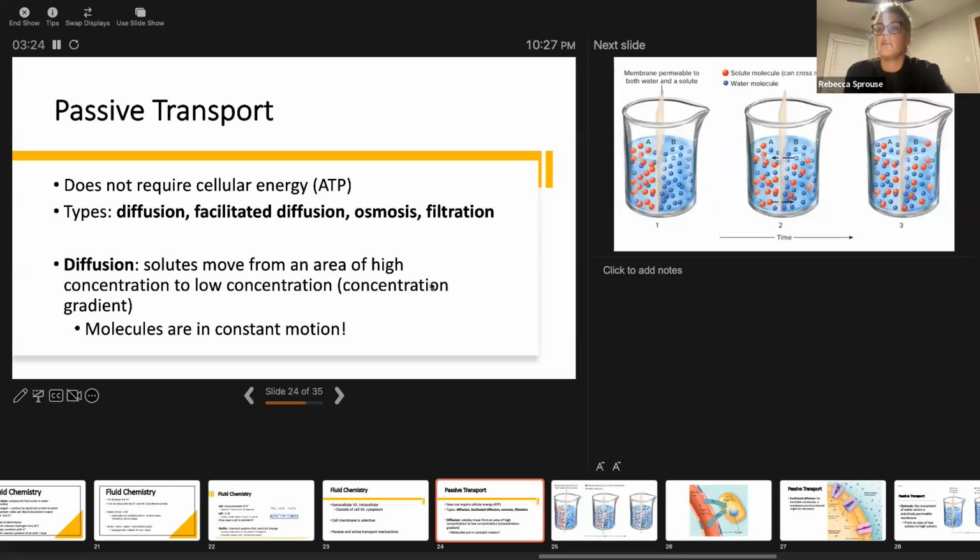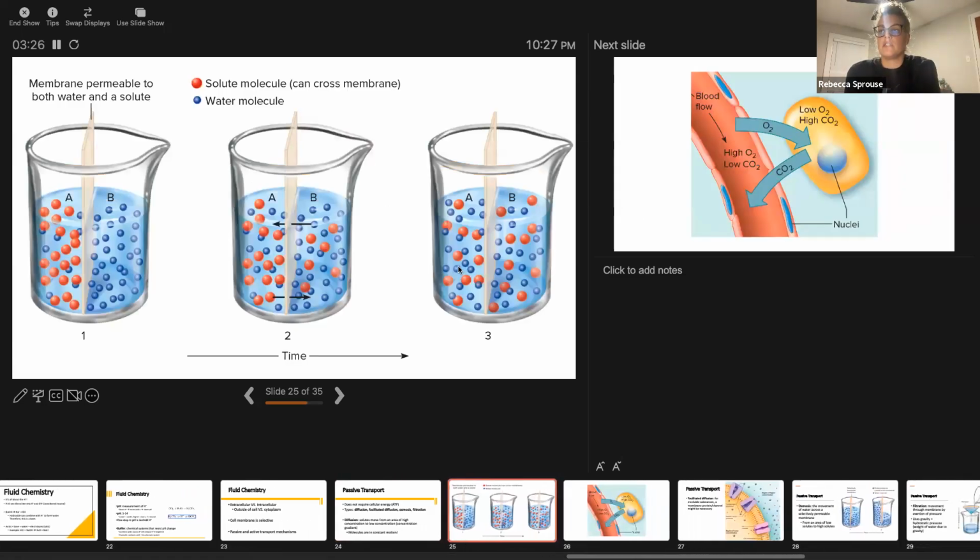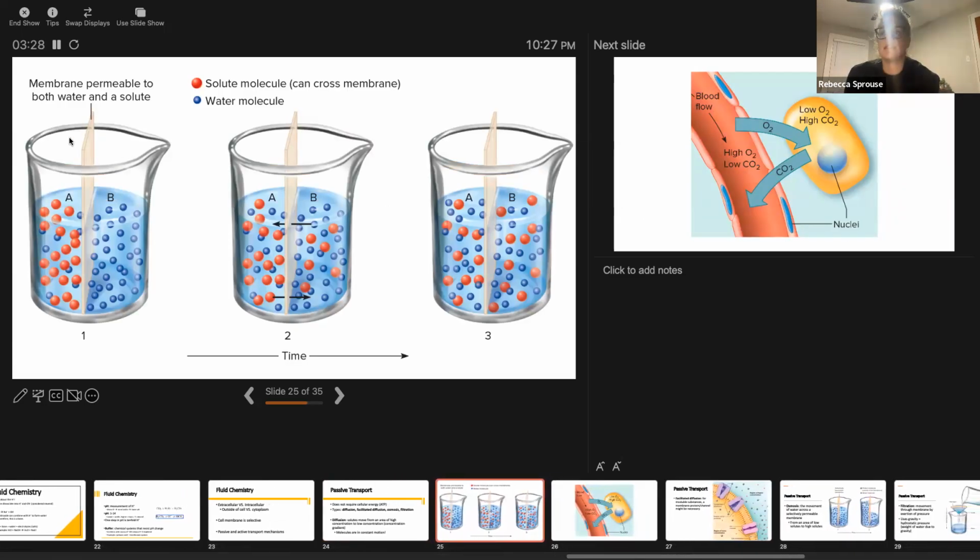This is a good image here of what this looks like. So let's just say, for example, that this membrane is permeable to both water and a solute. That's not always the case. Usually smaller solutes are more permeable than larger solutes and other things like that. But in this case, for simplicity, this membrane is permeable to solutes and water.